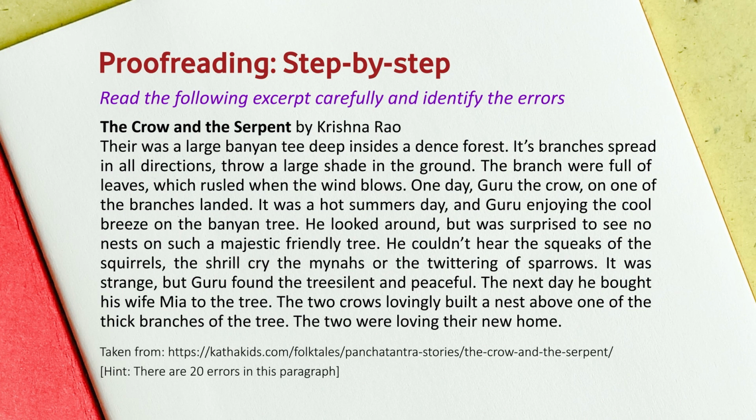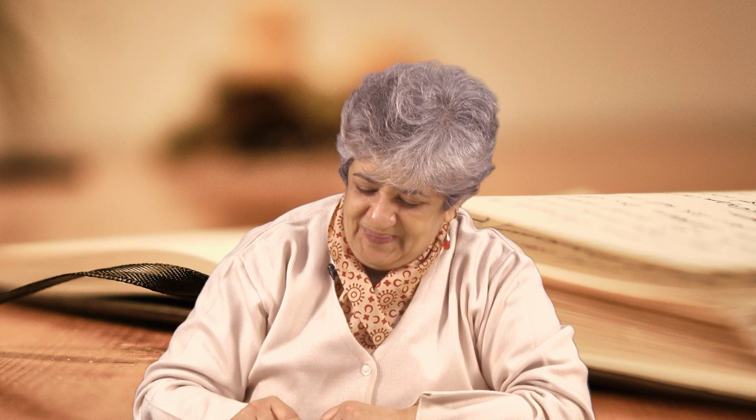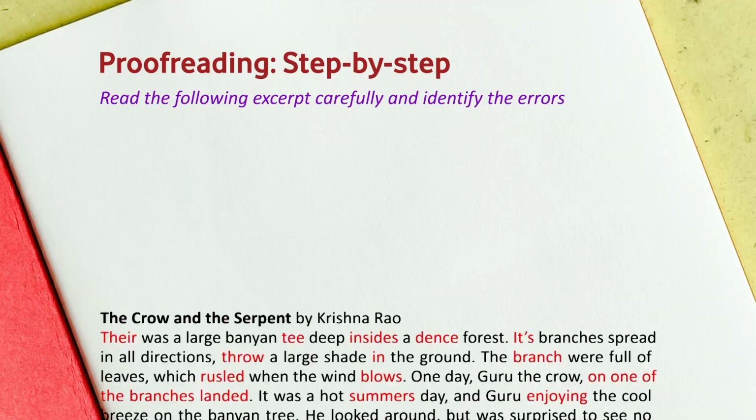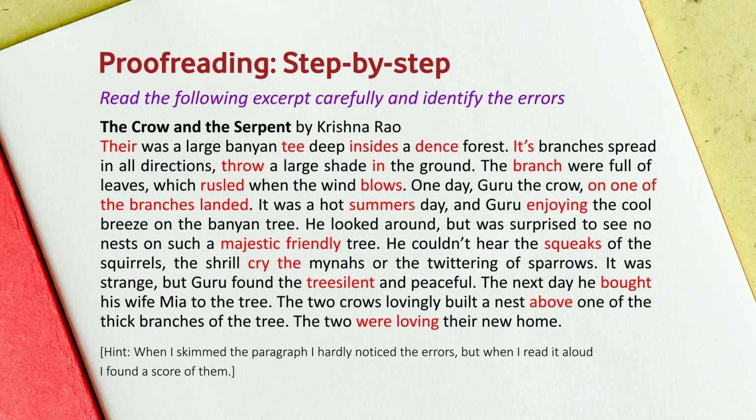I hope you saw the difference between reading it silently and reading it aloud. When I read it aloud, this is what I found. Okay, these are the 20 errors that I was able to locate. I've highlighted them for you in red so that we know where the errors are. And you will see that there are errors of spelling, errors of grammar, errors of syntax, wrong prepositions, as well as, in one case, sequence of words. Okay? So this is how I would proofread this.